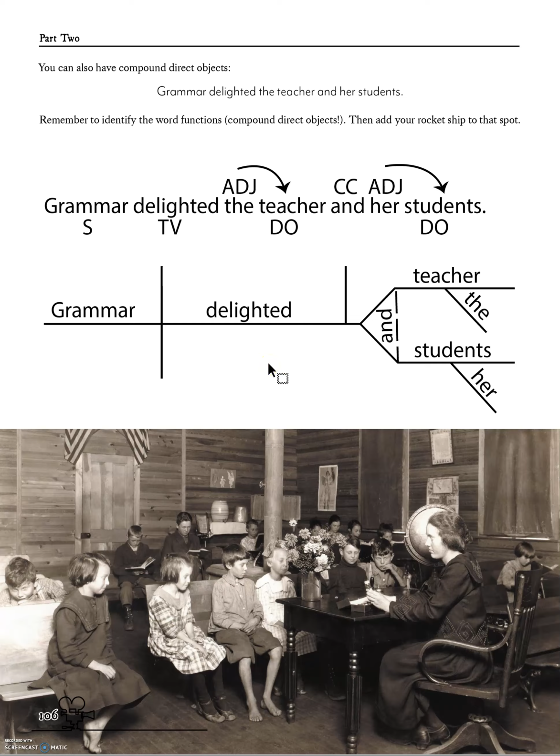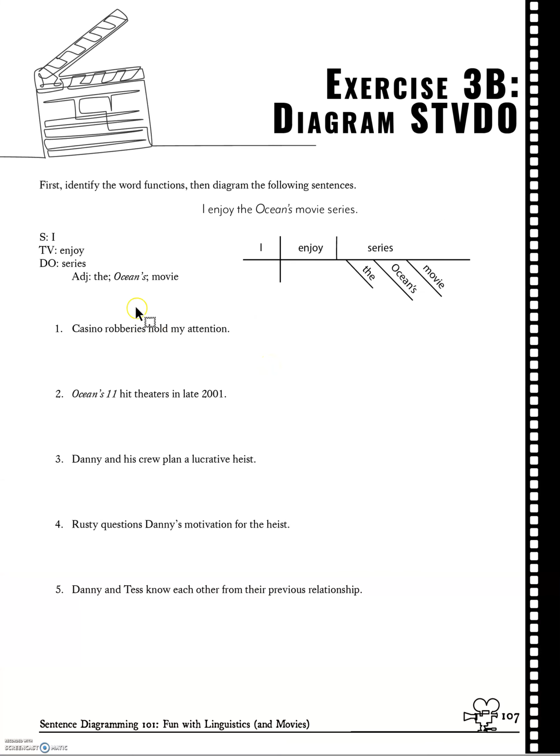And then you can practice your STVDOs. You've got some sentences, so work your way through, identify what the words are doing, and then practice diagramming them. And then you can check your answers in the answer key, or you can watch the video about exercise 3B. And that has been STVDOs.